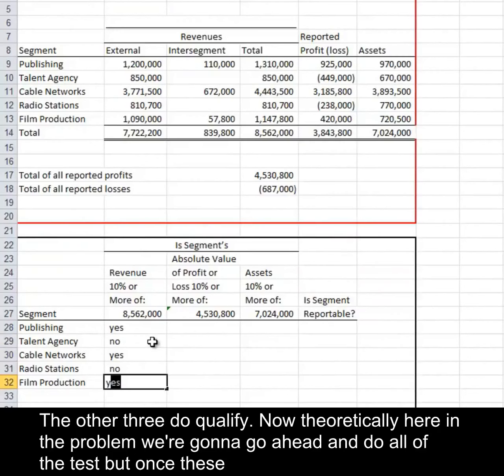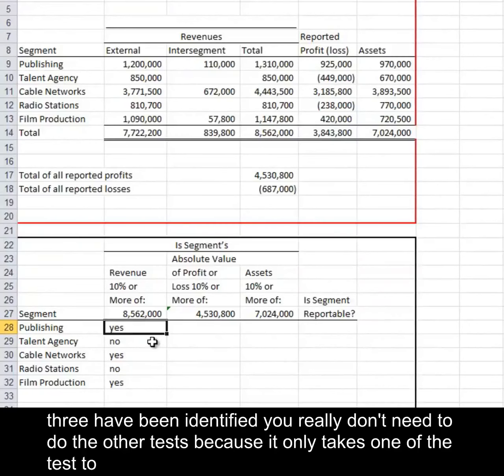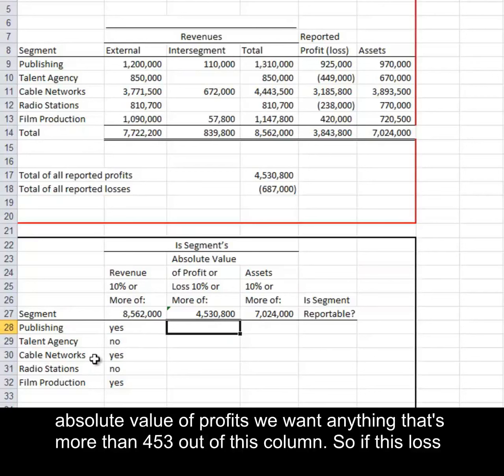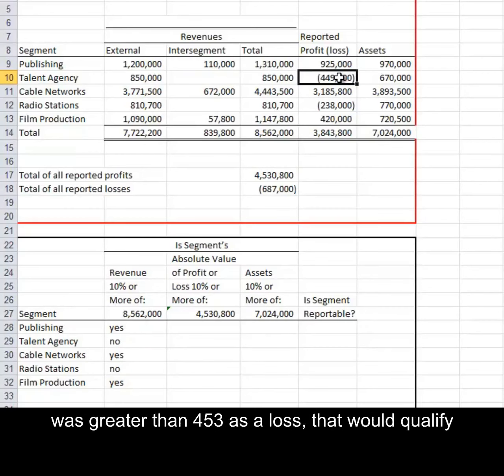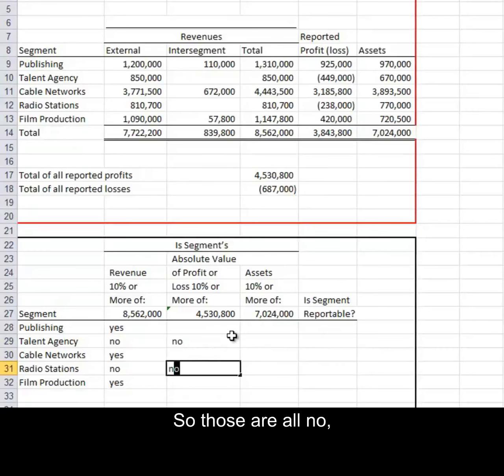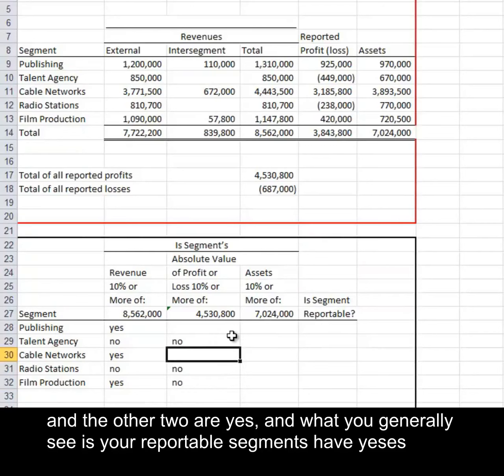Now theoretically, here in the problem we're going to go ahead and do all of the tests. But once these three have been identified, you really don't need to do the other tests because it only takes one of the tests to make it a reportable segment. Now if we look at the absolute value of profits, we want anything that's more than 453 out of this column. So if this loss was greater than 453 as a loss, that would qualify, but it's not. So again, that one's kicked out. The radio stations and film, none of those meet the 10% here. So those are all no, and the other two are yes.